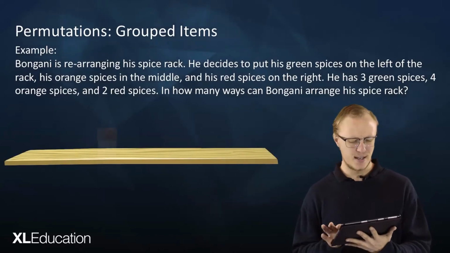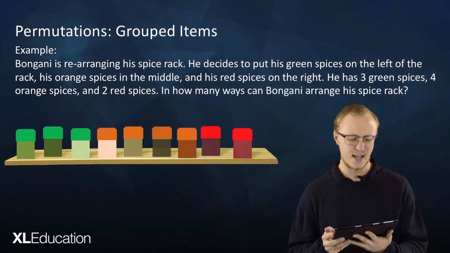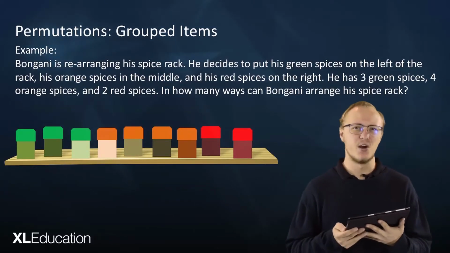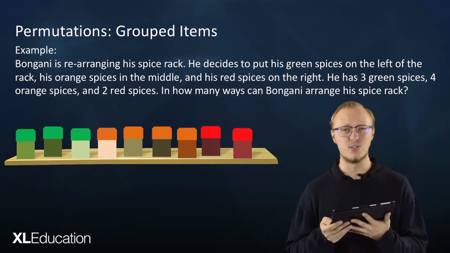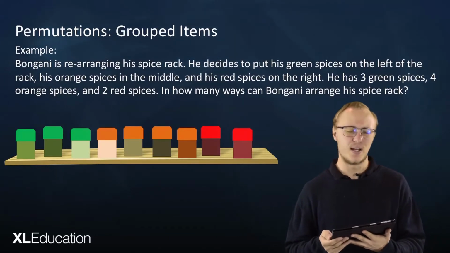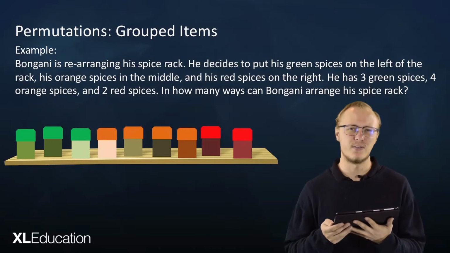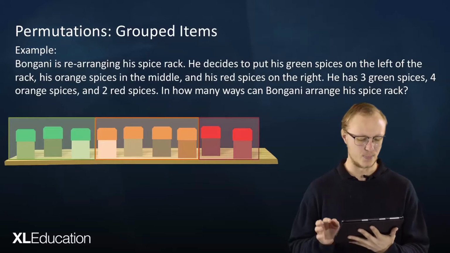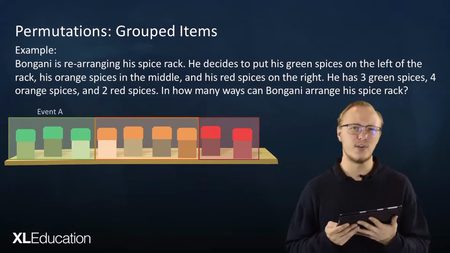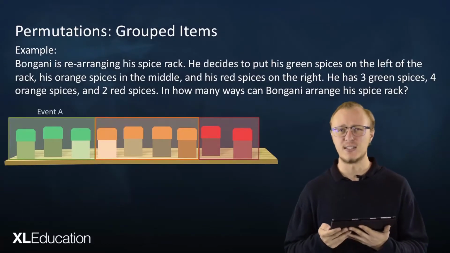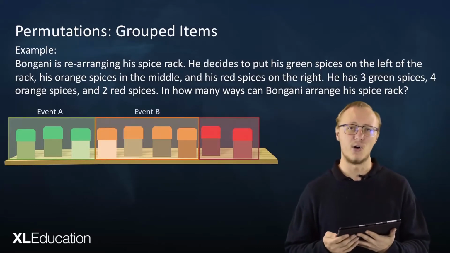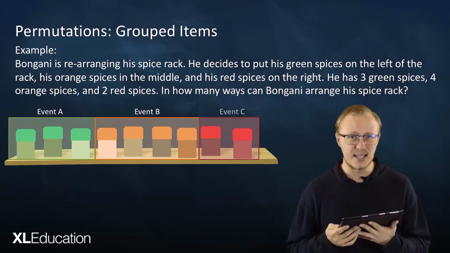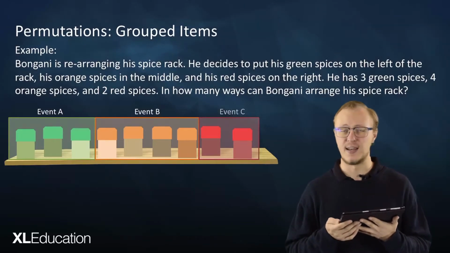There's his spice rack, and let's put all his spices on the rack. And we've got there the greens together, the orange together, the red together, just like Bongani wants it. So now we're going to separate the greens, the oranges, and the reds into their own events. Rearranging the greens is going to be called event A. Rearranging the orange spices is going to be called event B, and rearranging the red spices is going to be called event C.